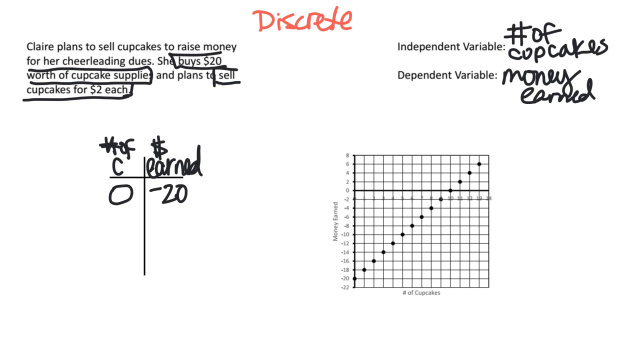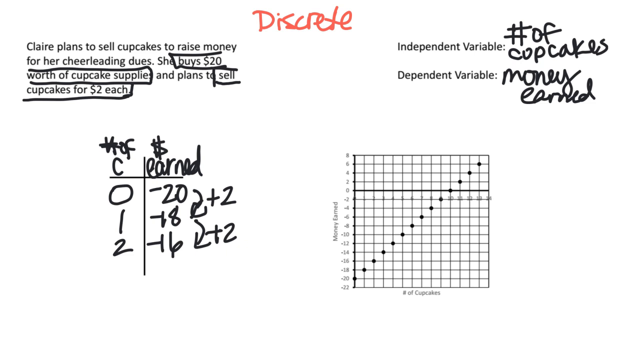Now, we also know that she plans to sell the cupcakes for $2 each. So let's say Claire sells a cupcake. She's earned $2. So we're going to add $2, which makes negative $18. Let's sell another cupcake, 2 cupcakes. We know we're going to add another $2. So now Claire is at negative $16. So as long as Claire keeps selling cupcakes, we know that every time she sells, they're going to be $2. So we're going to keep on adding $2 every time. So that would be the table.